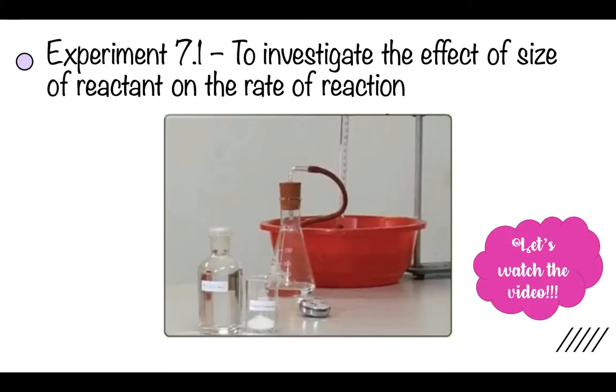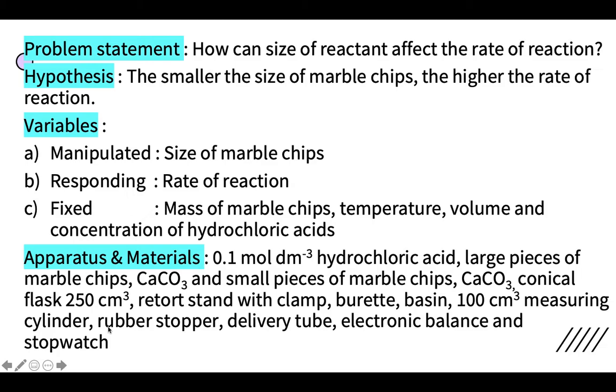Alright, so next kita akan tengok experiment 7.1 to investigate the effect of size of reactant on the rate of reaction. Kita akan tengok one by one macam mana eksperimen ni is being done. Okay, first of all, it's a problem statement. How can size of reactant affect the rate of reaction? Okay, and for the hypothesis, kita akan ambil based on the manipulated and responding variables. So our MV here is the size of marble chips. The smaller the size of marble chips, our RV is the rate of reaction lah. The higher the rate of reaction. Okay, so MV dah, RV also dah.